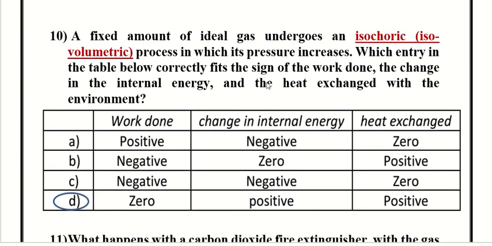Let's see what would happen here. Of course, it is isovolumetric, so the change in volume equals 0. So delta V equals 0 and W equals 0. So the work done equals 0. By substituting in the first law of thermodynamics, we get delta U equals Q. That is, the change in the internal energy is a positive value and the heat exchange is a positive value. As the pressure increases, as mentioned here, the quantity of heat is added to the system, which increases the internal energy.